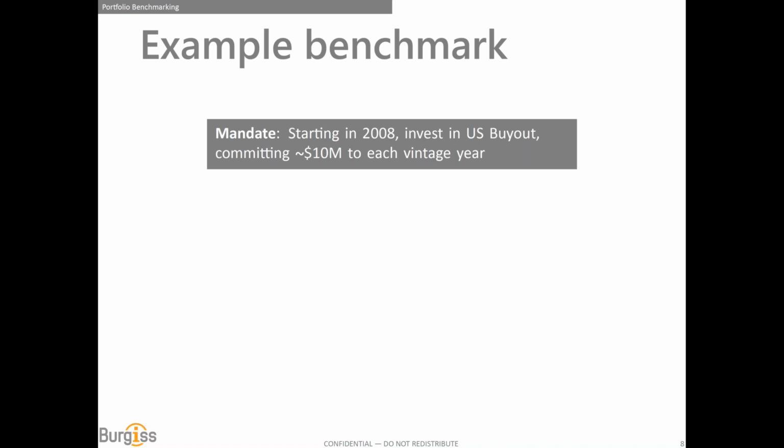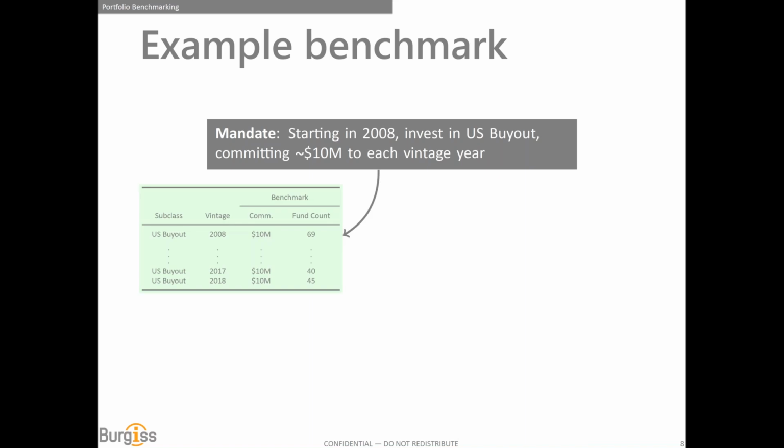So given that mandate, we can do two things. The first is we can construct a benchmark portfolio, as I was saying. This benchmark portfolio is shown in green. It goes vintage by vintage. In each vintage, beginning with 2008, it takes those $10 million and commits uniformly, in some sense, to all the funds in that vintage in the universe. In this case, the number of funds happens to be 69. So that $10 million would be committed in some sense uniformly across those funds.